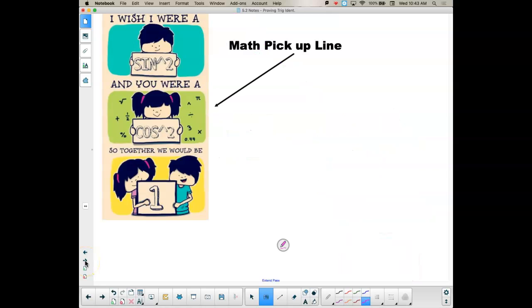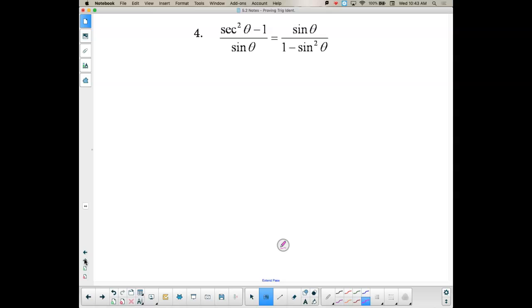It's the season of love. So he gave you a math pickup line. I wish I were a sine squared. You were cosine squared. Because together we'd be 1. Get it? Cheesy pickup lines from the mathies. Woo! Do it!